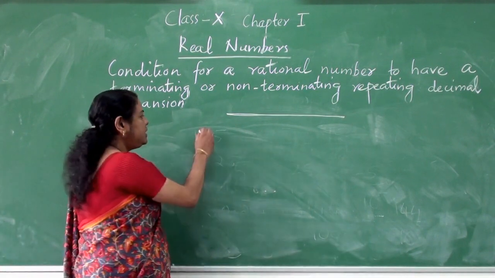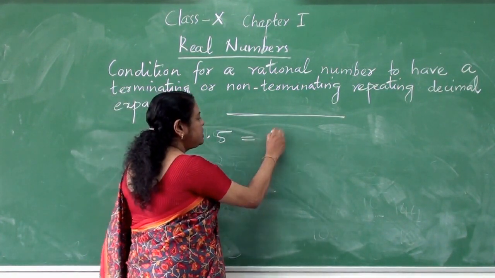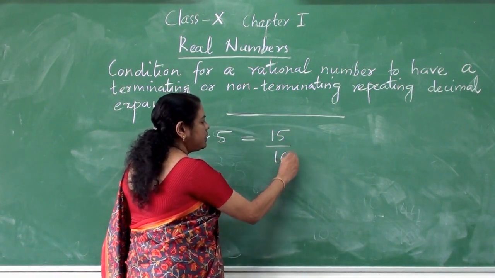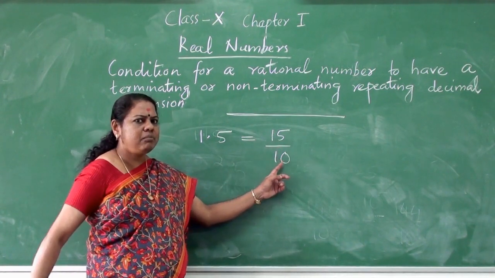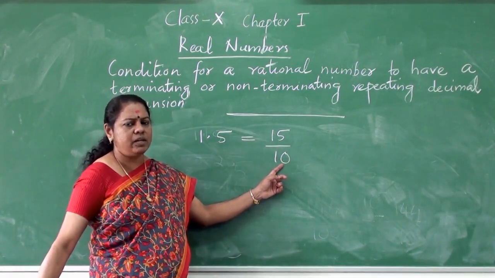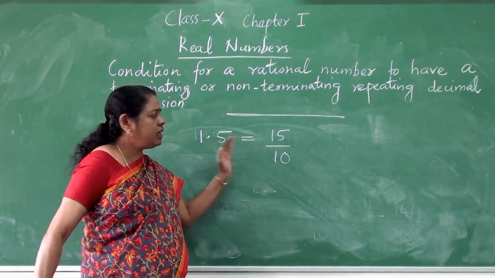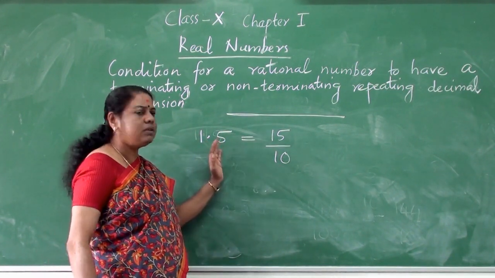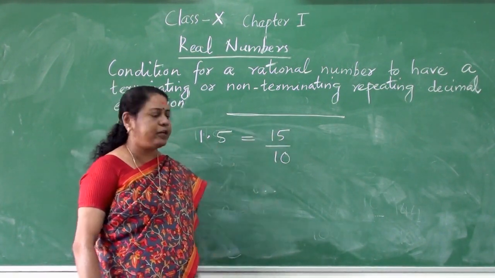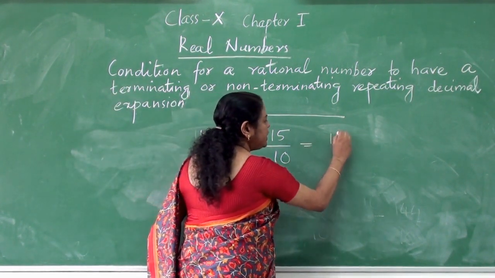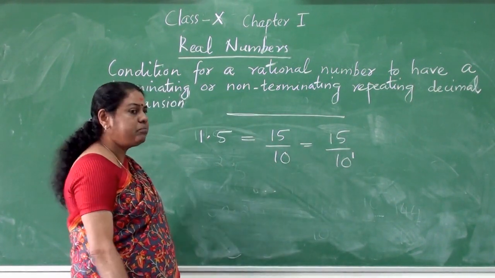Here, just consider the number 1.5. We can write it as 15 by 10. How do we divide a number by 10? We have to move the decimal place one place to the left. So when we divide 15 by 10, we will get 1.5. That is, we can write it in the form p by q, or we can write it as 15 by 10 raised to the power 1.